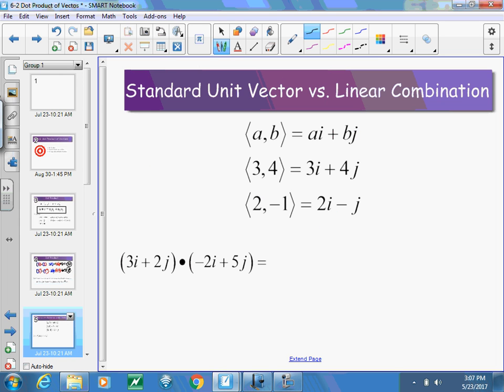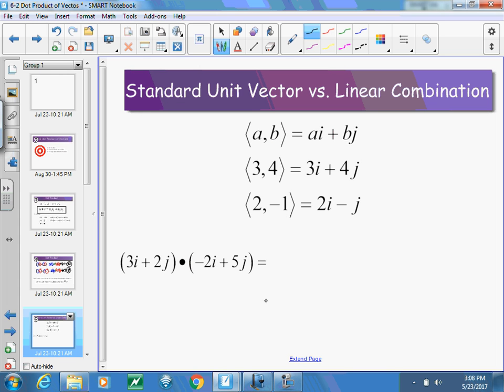One way that you might sometimes see vectors written out is as linear combinations. It's a fancy way of rewriting these vectors. They just use variables instead of the actual little brackets. So the vector ⟨a, b⟩ can also be written as ai plus bj. So 3, 4 is 3i plus 4j, and 2, -1 is 2i minus j.